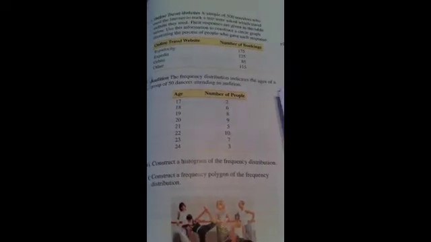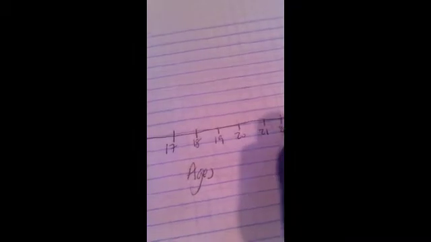So they want us to create a histogram and a frequency polygon. So all we're going to do is make our graph with our ages down here, and our number of people up there, and our ages range from 17 to 24. So I'm just going to mark 17, 18, 19, 20, 21, 22, 23, 24. And the number of people range from 2 to 10.